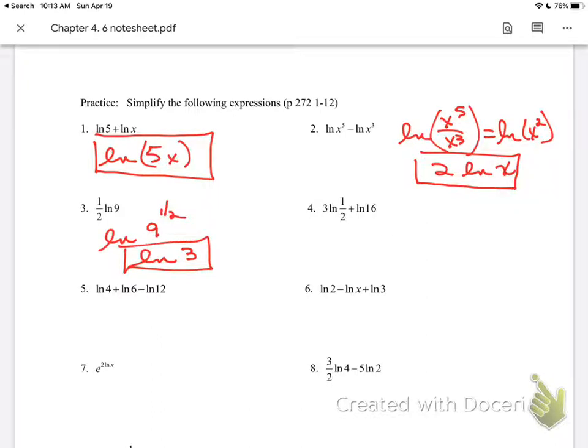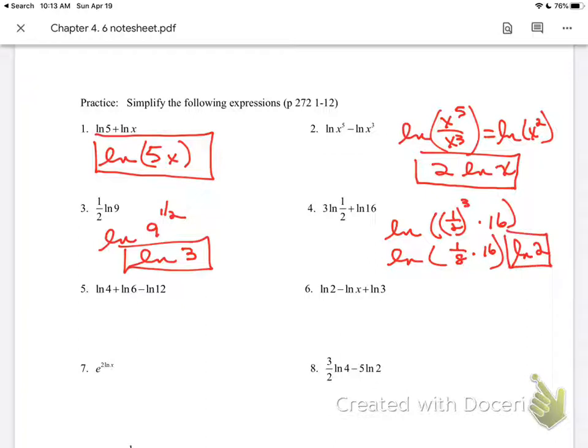Okay, so this is natural log, and I'm going to take 1/2 and raise that to the 3rd power and multiply that by 16. Now I start playing around a little bit. Okay, so this is really 1 over 8 times 16. So that's going to be just the natural log of 2 once I reduce everything. Okay, here we have natural log of 24 over 12, which is also going to be the natural log of 2.